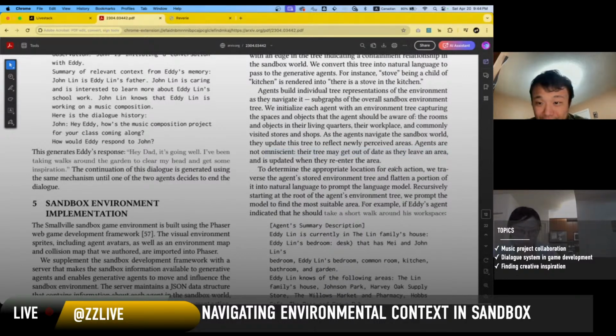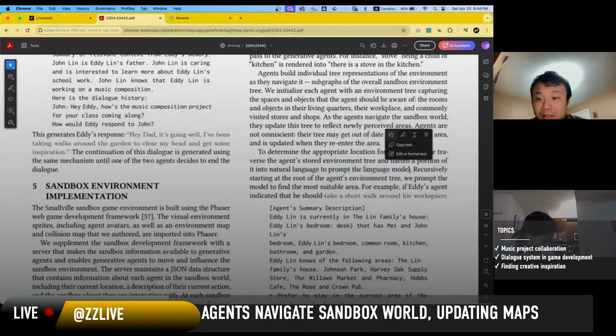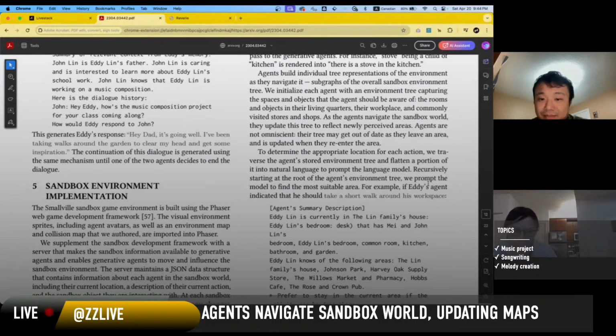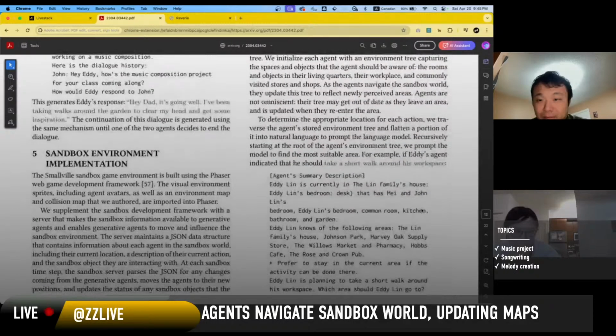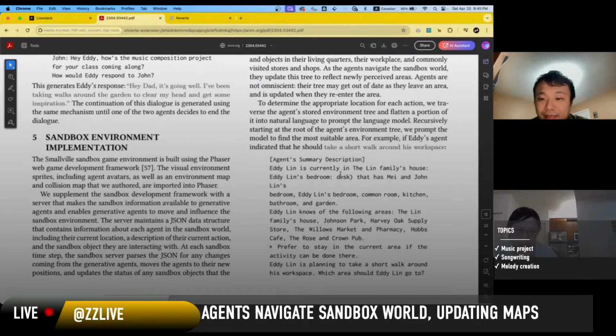To determine the appropriate location for each action, we traverse the agent's stored environment tree and flatten a portion of it into natural language to prompt the language model. Recursively starting at the root of the agent's environment tree will prompt the model to find the most suitable area. For example, if Eddie's agent indicates that he should take a short walk around his workspace. Okay, high level instruction, how to translate that into grounded action in the sandbox. Currently, agent summary, blah blah blah.